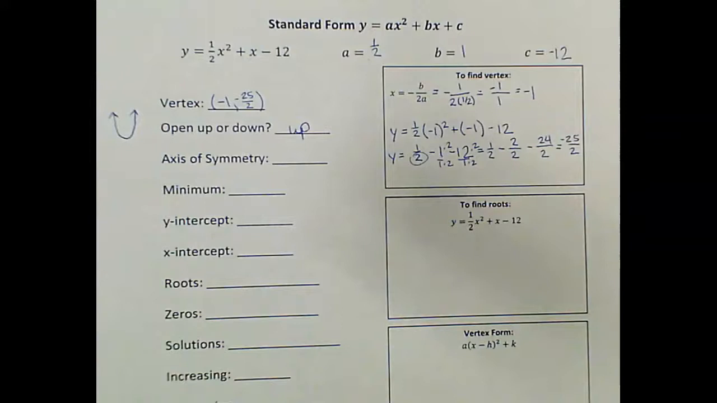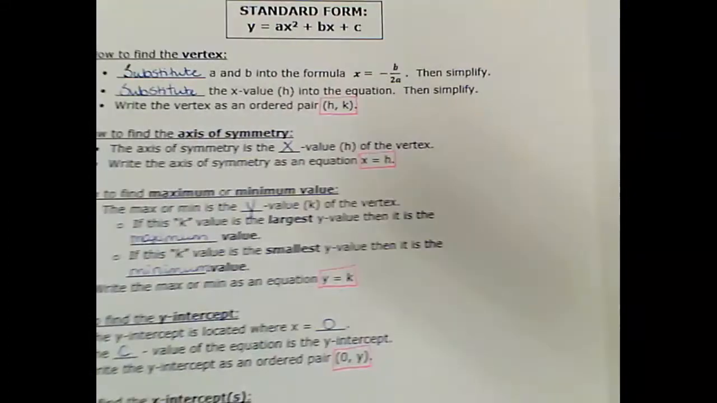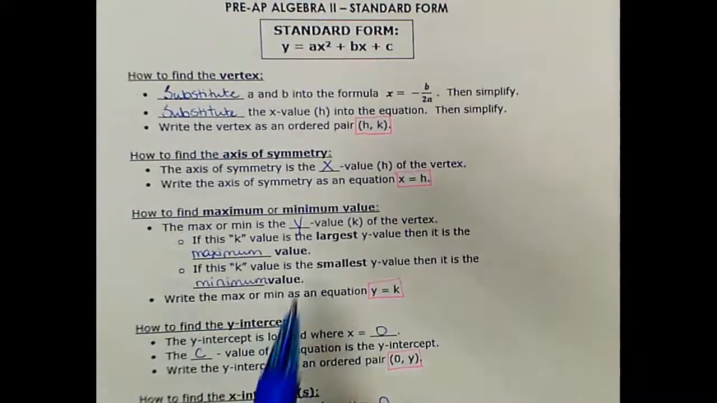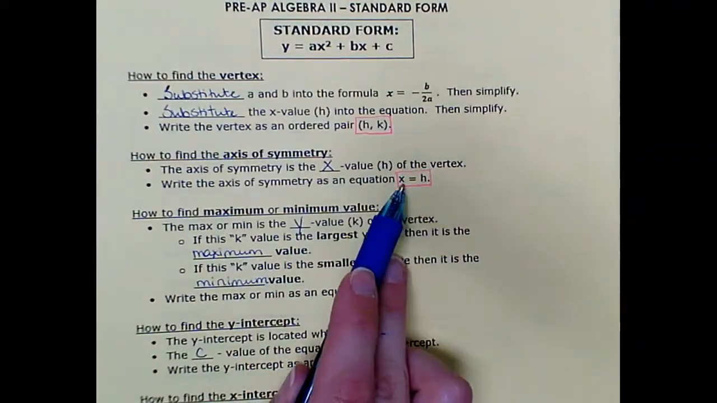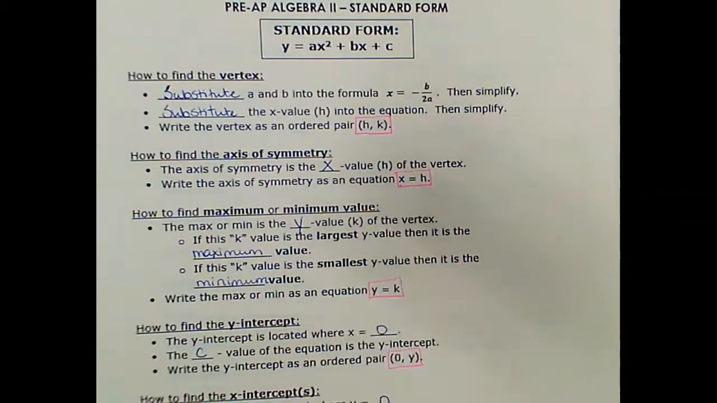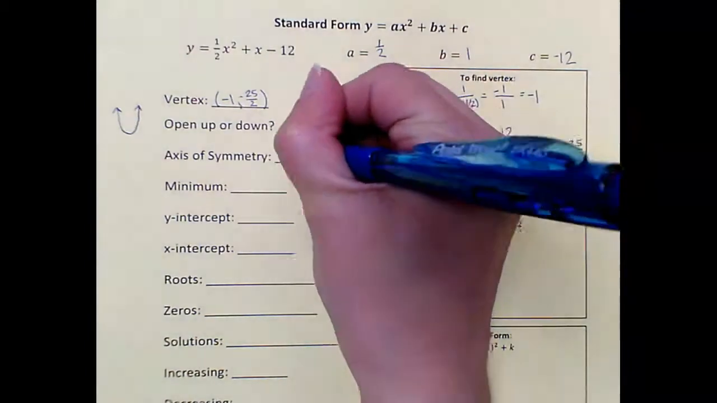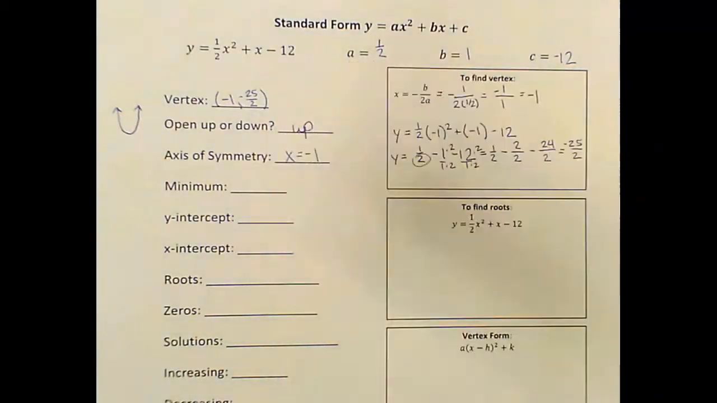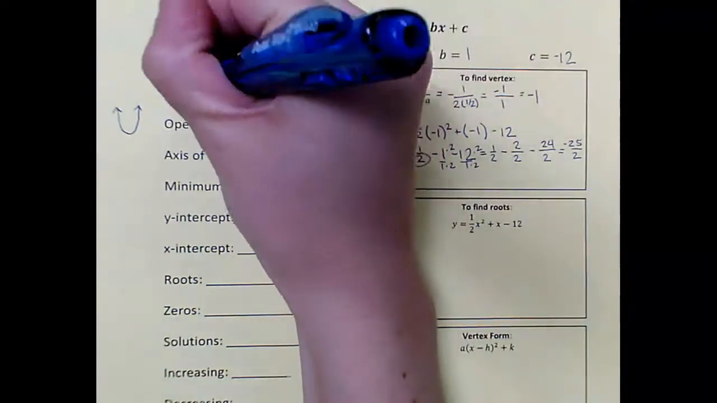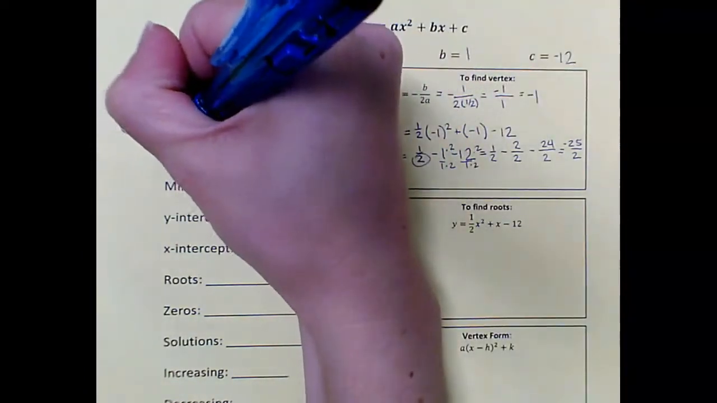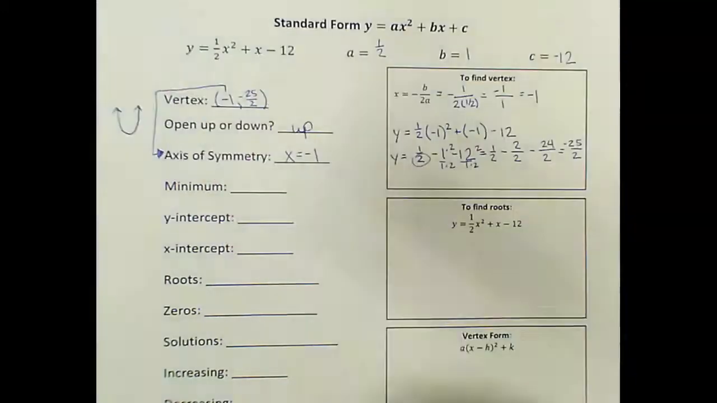The axis of symmetry is the x value of the vertex. So x equals and then whatever that x value is. So what's our axis of symmetry here? It's x equals -1. So this comes and makes our axis of symmetry.